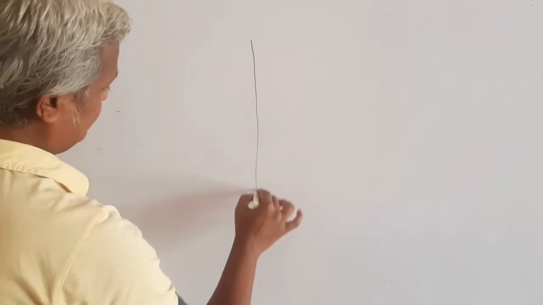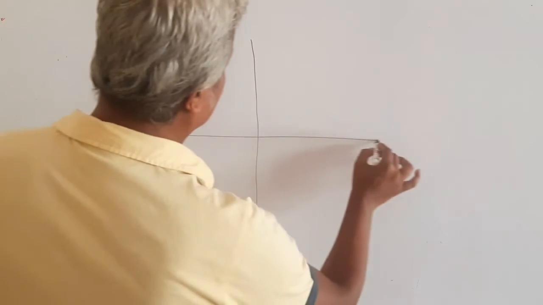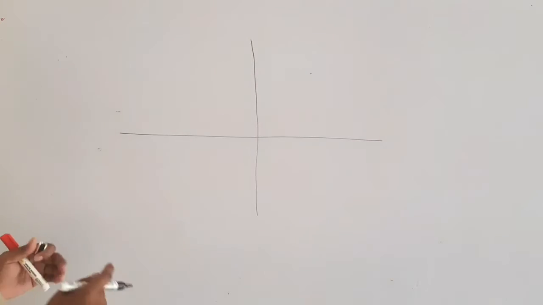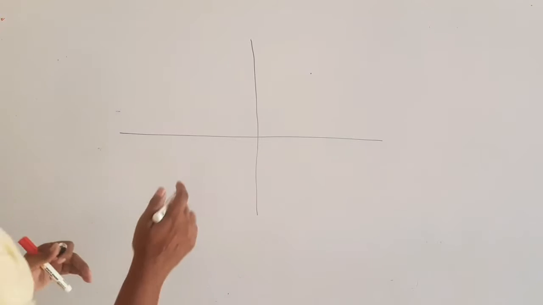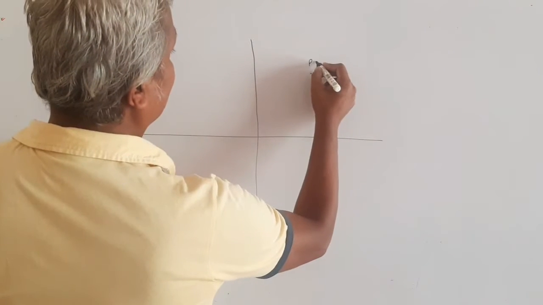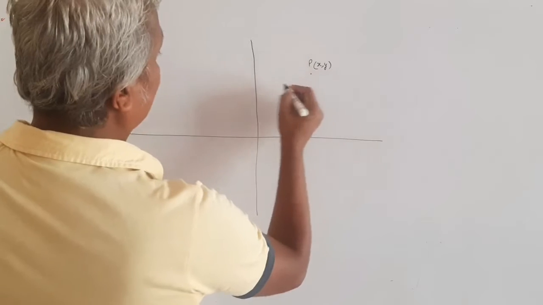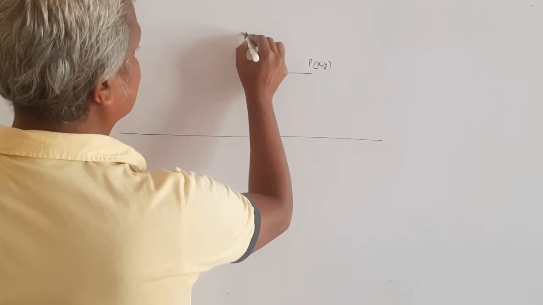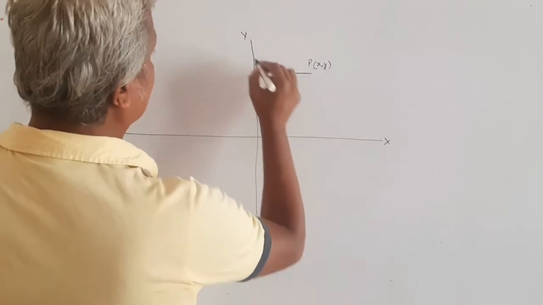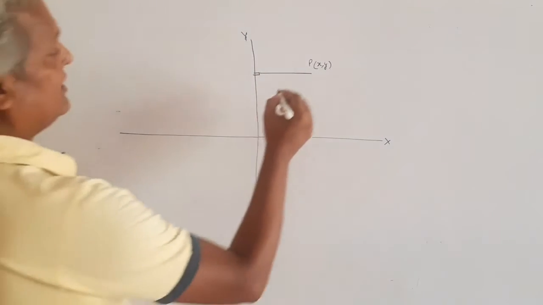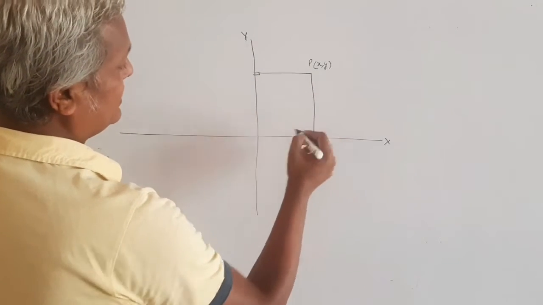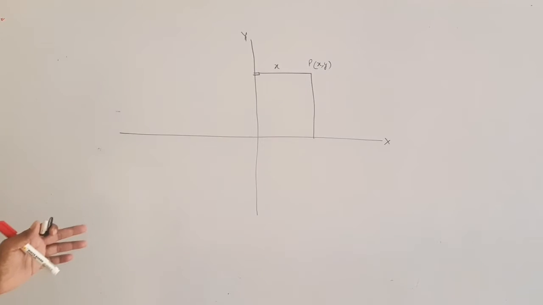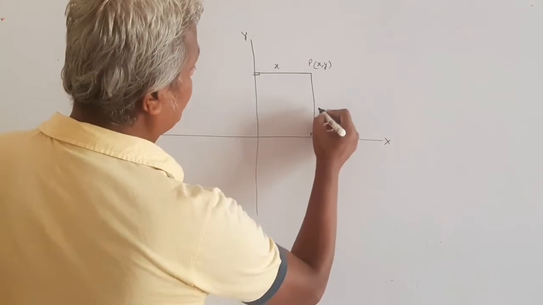In this system a point is located by its position, the perpendicular distance of the point from the y-axis. So if you have a point here, we first drop the perpendicular distance from the point on the y-axis. This is y and this is x. Then one perpendicular from here to here. This is called x, also called the abscissa, and this is called the ordinate.